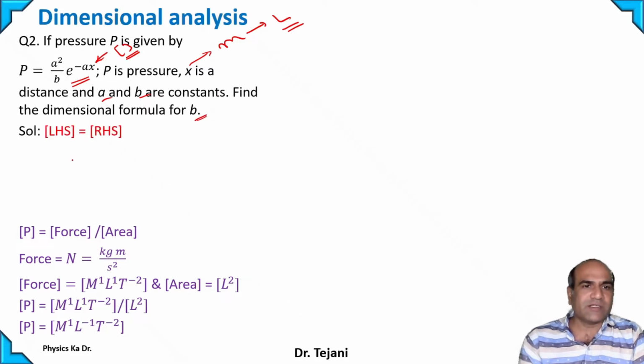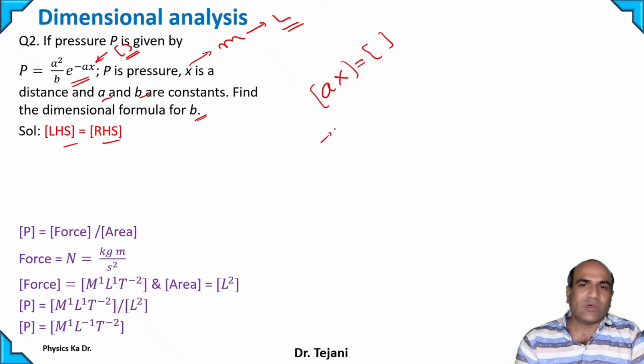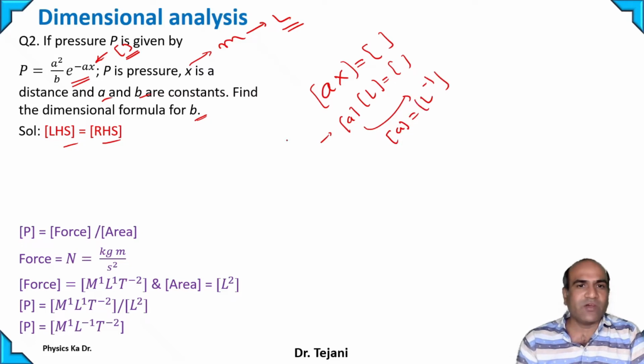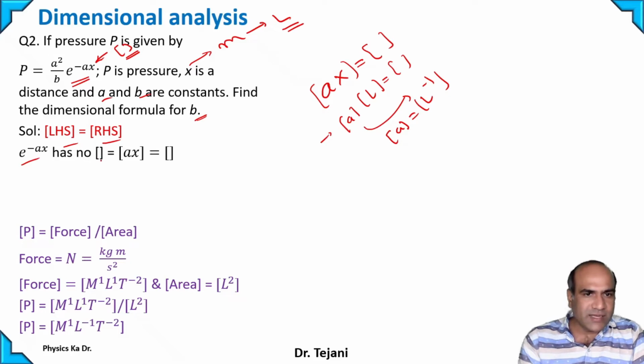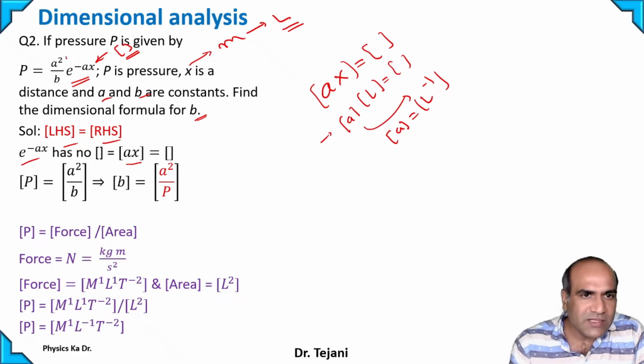So the rule says that the left hand side dimension must be equal to the right hand side dimension, and e power minus A of X does not have any dimension. Simply AX is dimensionless. So the dimension of X is L power 1, which is equal to a dimensionless parameter. Put it on the opposite side: A is equal to L power minus 1. Wow, now we got A. So e power X has no dimension. Ultimately this e power minus AX does not have any dimension.